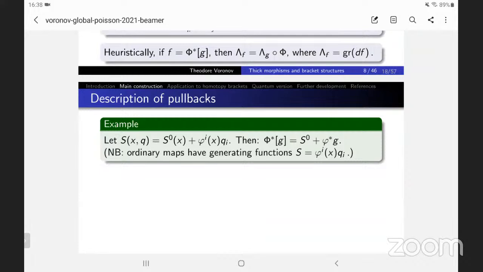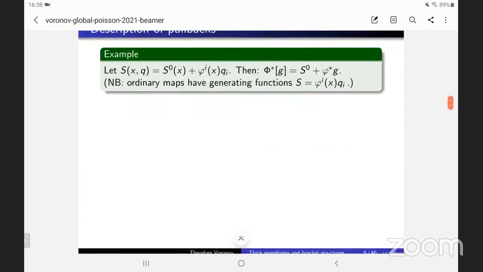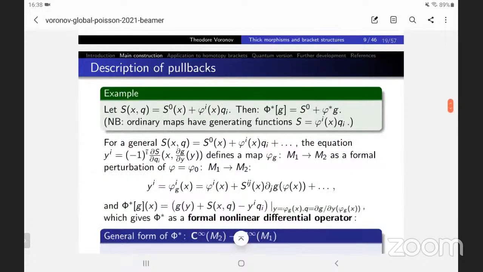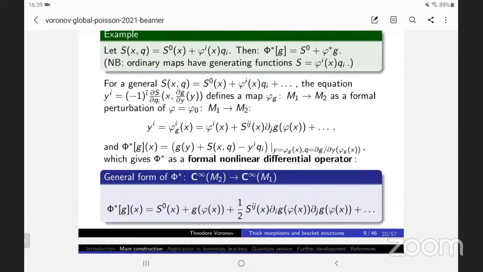But now it is perfectly obvious why we should restrict ourselves to generating functions that are just linear in momentum variables. Let's consider generating functions that are arbitrary. Allow all terms in the expansion. So suppose we have a general generating function. And then the equations do not decouple. And so we have a map phi, the expression of y in terms of x dependent on g. So it can be seen as a kind of formal perturbation of the map which is given just by the linear term in the generating function.